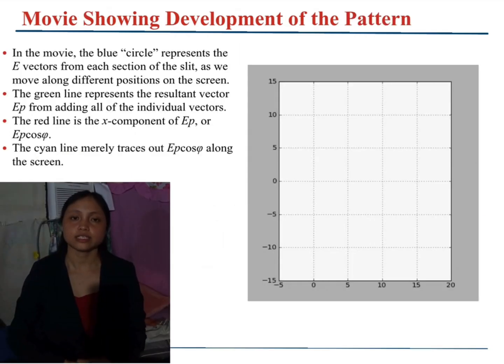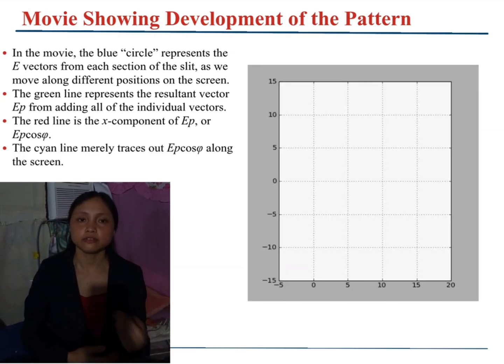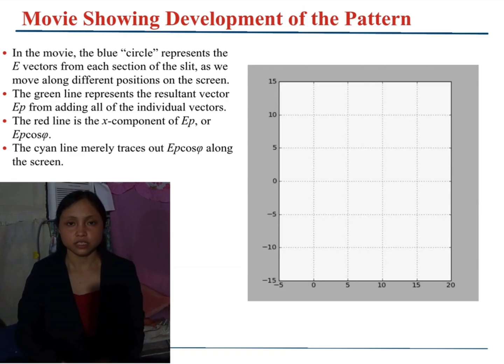This slide illustrates how the diffraction patterns develop. Each point along the slit contributes an electric field vector. These vectors combine to form a resultant vector. The size of the resultant vector determines the brightness at a particular location.